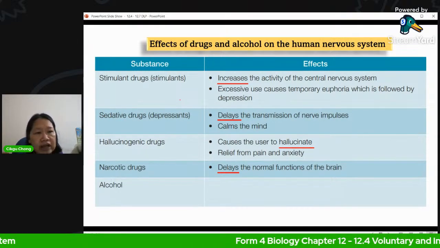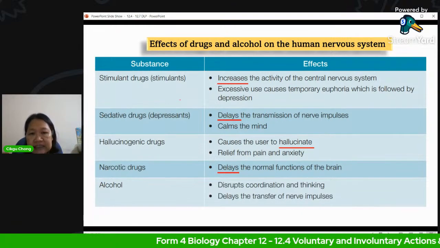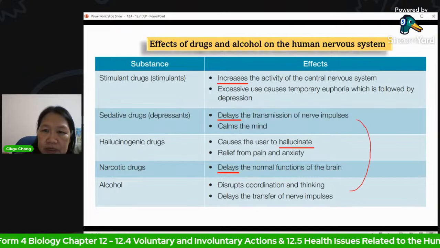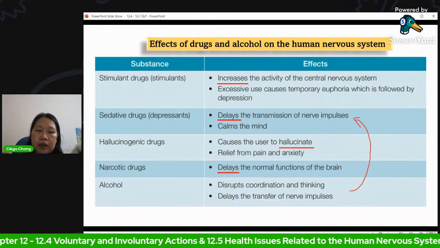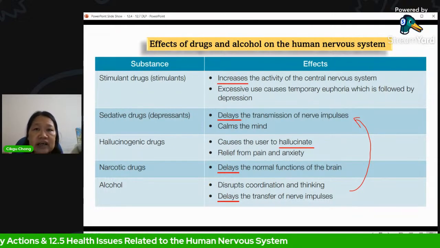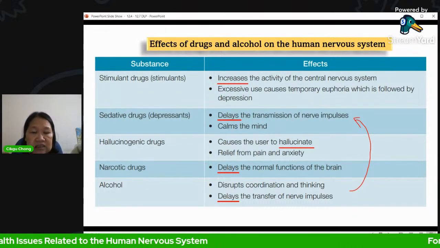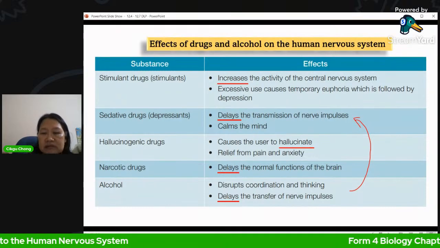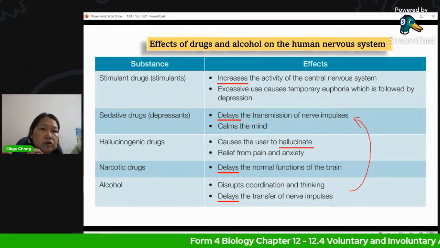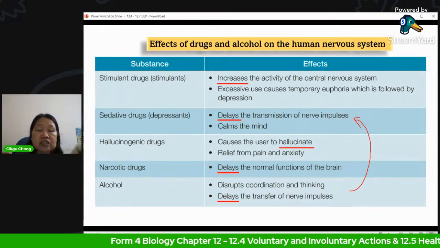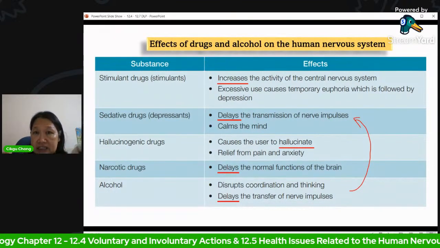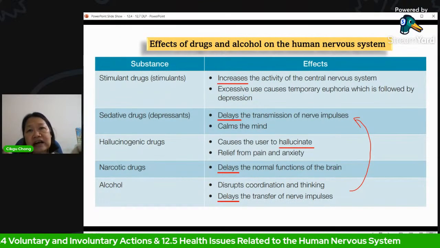All right, and one more: alcohol. Alcohol actually by right should be a sedative. It also delays the transfer of nerve impulses. You can see it's very similar to this group here. So that's why when people are drunk, when they drink and drive, why are they prone to accidents? Because the transfer of impulses will be delayed, slower. So when you see the danger coming, you are not able to react fast enough. Your reaction is slowed down. Therefore, you cannot avoid the accident because you can't swerve your car fast enough.